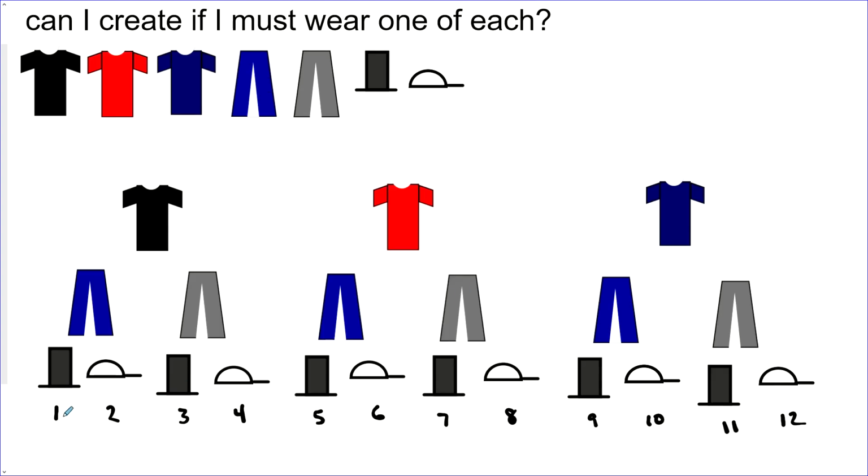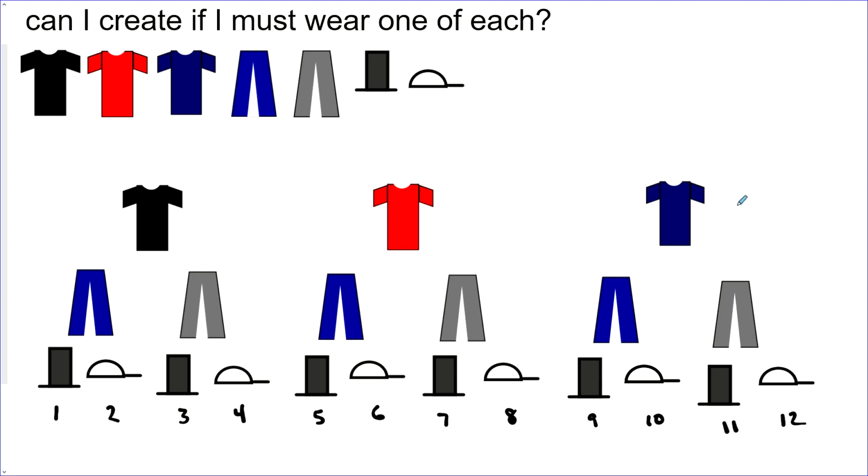So it looks like when I arrange all my options here, I have 12 options. So I could wear any one of these 3 shirts. For each of these 3 shirts, I have 2 options of pants. And for each of these shirt-pant combinations, I have 2 hats that I could choose from. So that gives me a total of 12 options.